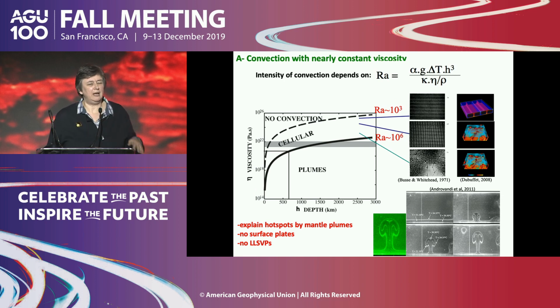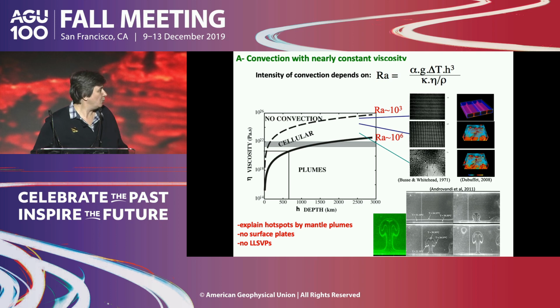So if we look at a very simple mantle with a constant viscosity, the intensity of convection depends on the Rayleigh number, which is the ratio of the engine of convection, thermal buoyancy, to the viscous forces that oppose convection. This Rayleigh number increases with the intensity of convection and with decreasing viscosity. For the mantle, the Rayleigh number is around 10^7 to 10^8.